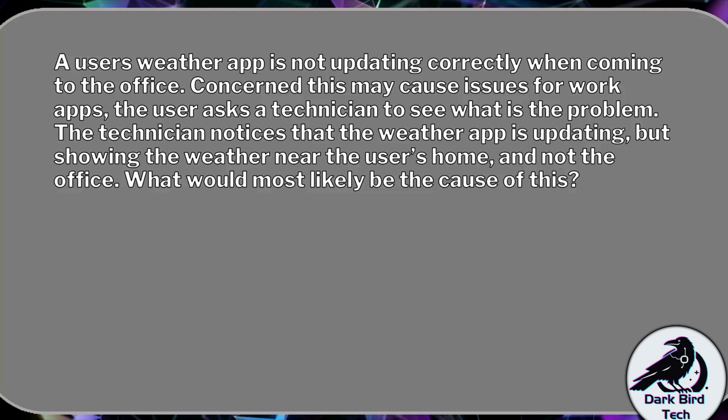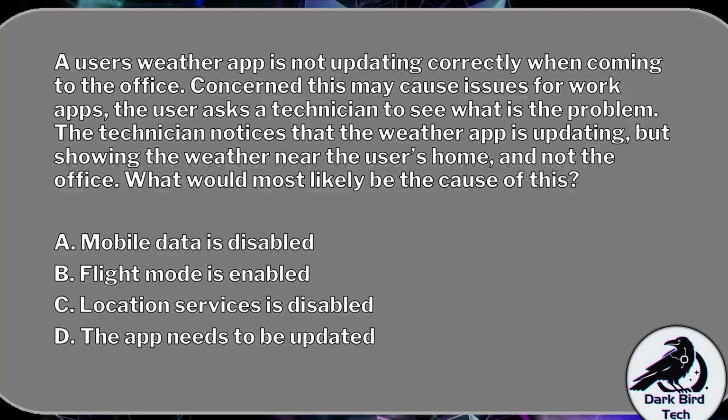Next, a user's weather app is not updating correctly when coming to the office. Concerned, this may cause issues for work apps. The user asks a technician to see what is the problem. The technician notices that the weather app is updating, but showing the weather near the user's home and not the office. What would most likely be the cause of this? Mobile data is disabled, flight mode is enabled, location services is disabled, or the app needs to be updated.